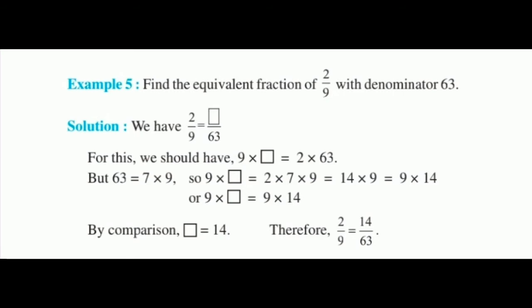So 9 into blank is nothing but 2 into 7 into 9, which is 14 into 9. So the missing part is 14. Therefore 2 becomes 14 and 9 becomes 63. 2 by 9 equals 14 by 63.